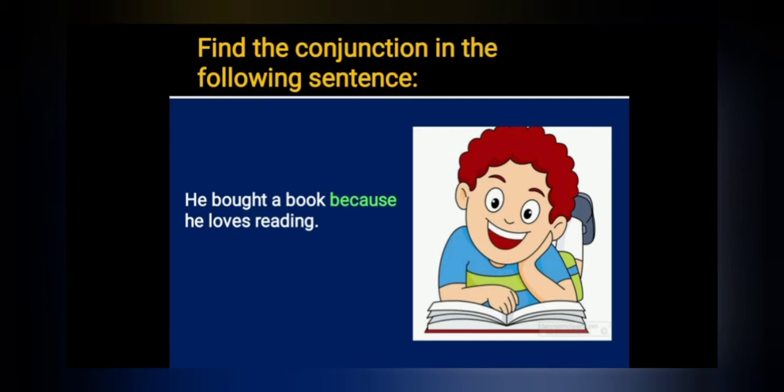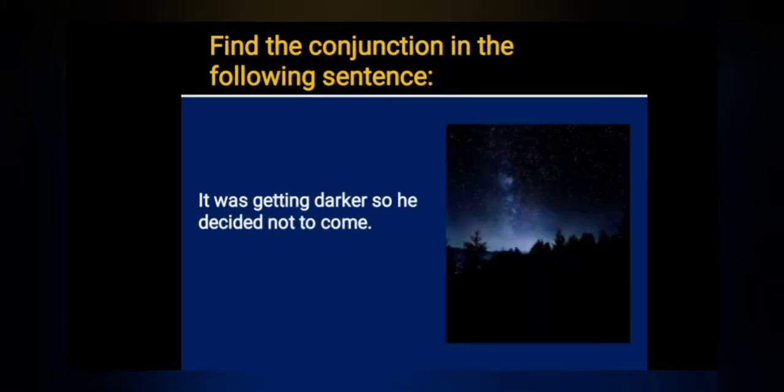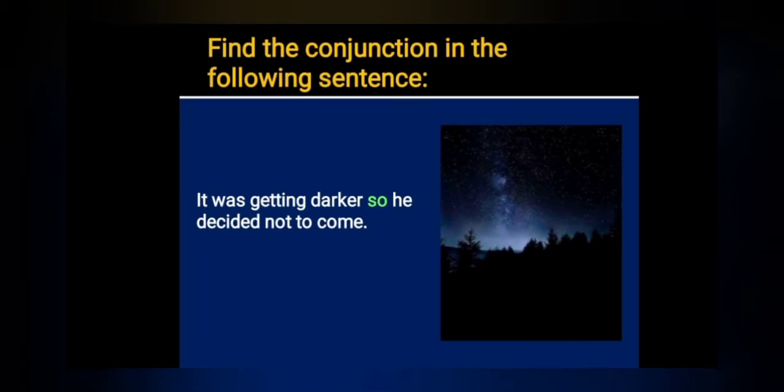Next sentence on the screen is it was getting darker, so he decided not to come. It was getting darker, so he decided not to come. Which word is the conjunction? Well, the joining word, the conjunction here is so. It was getting darker, so he decided not to come.